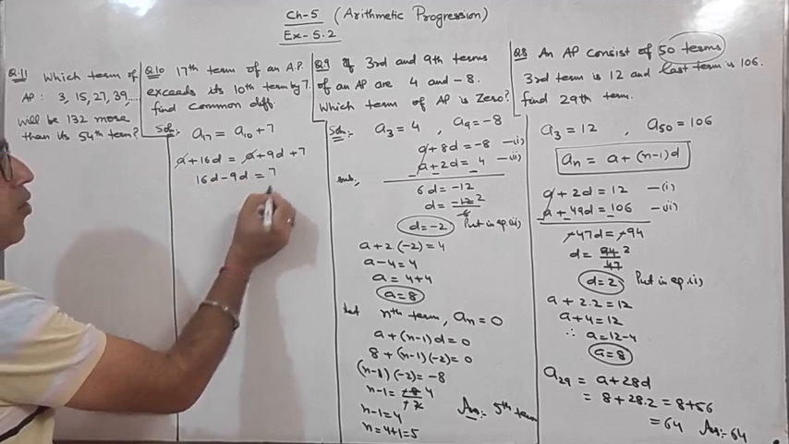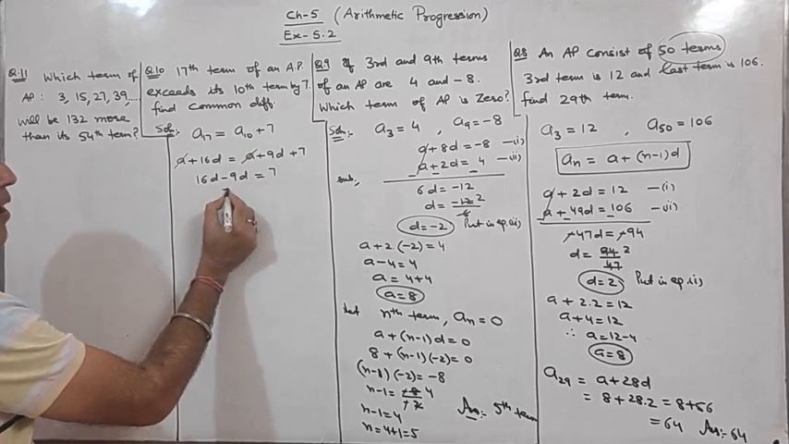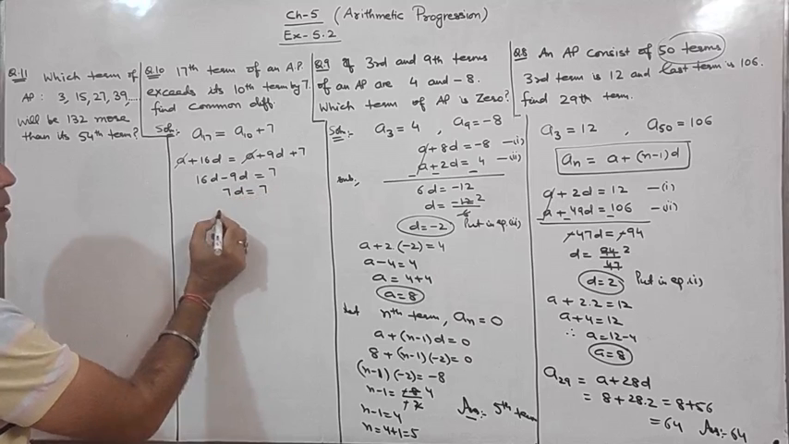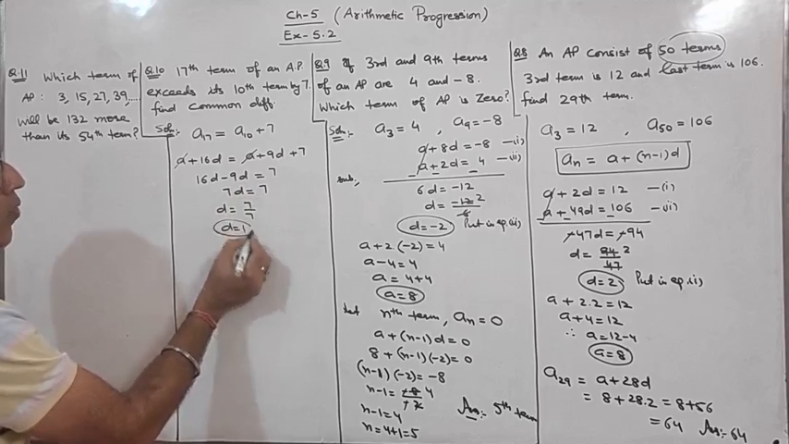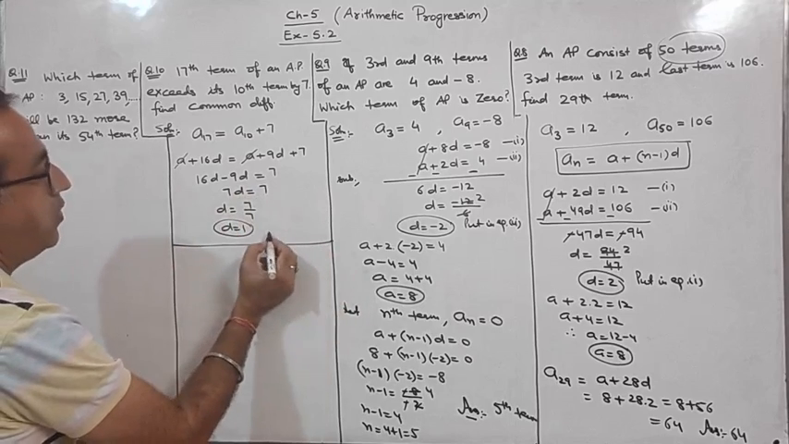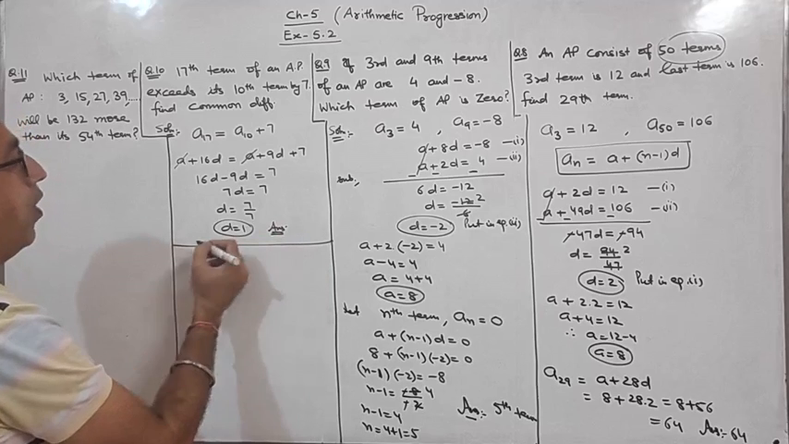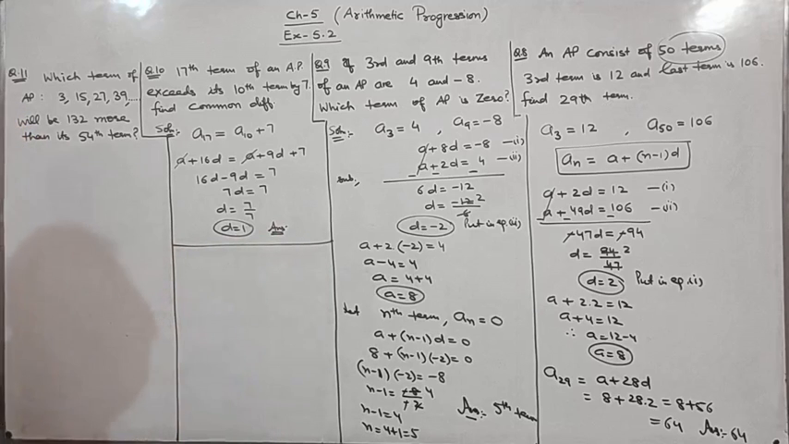Shift this 9D from the right to the left side. 16D minus 9D equals 7. 16 minus 9 is 7, so 7D equals 7. Therefore D is 7 upon 7, D is 1. This is the common difference, and this is the answer of this question.